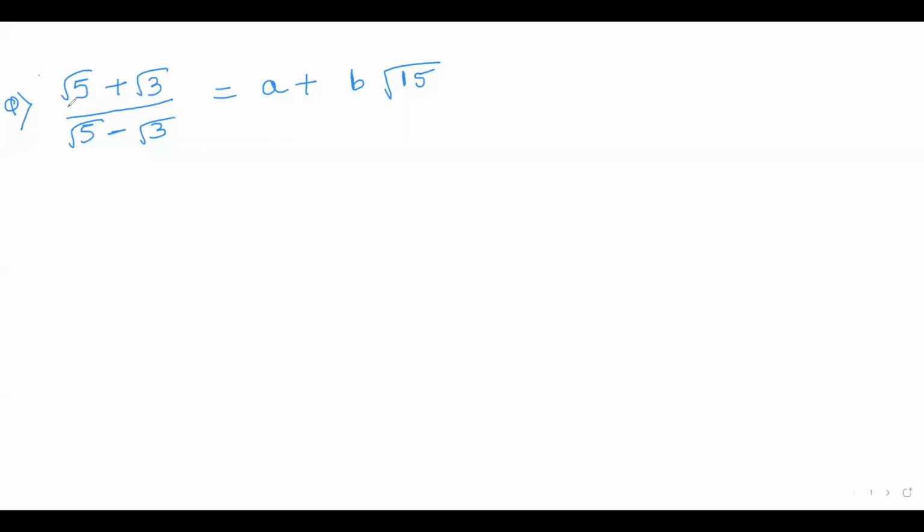In the next question we are having root 5 plus root 3 by root 5 minus root 3. Let us take left hand side. Root 5 plus root 3 by root 5 minus root 3. Rationalize.